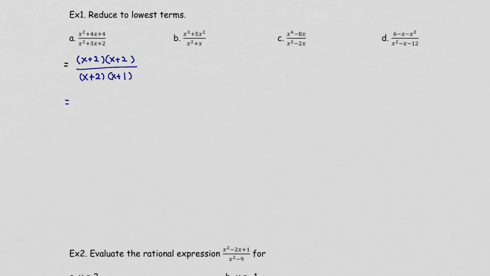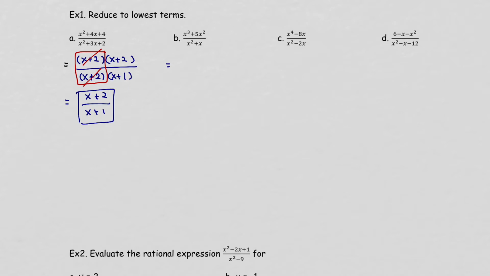And if you see a common factor, and it looks like this is common, right? This is common. So cancel that. And then what's left over? X plus 2 from the numerator and x plus 1 from the denominator. So that's how you're going to reduce. So always make sure you factor first, so that you will have all multiplications.